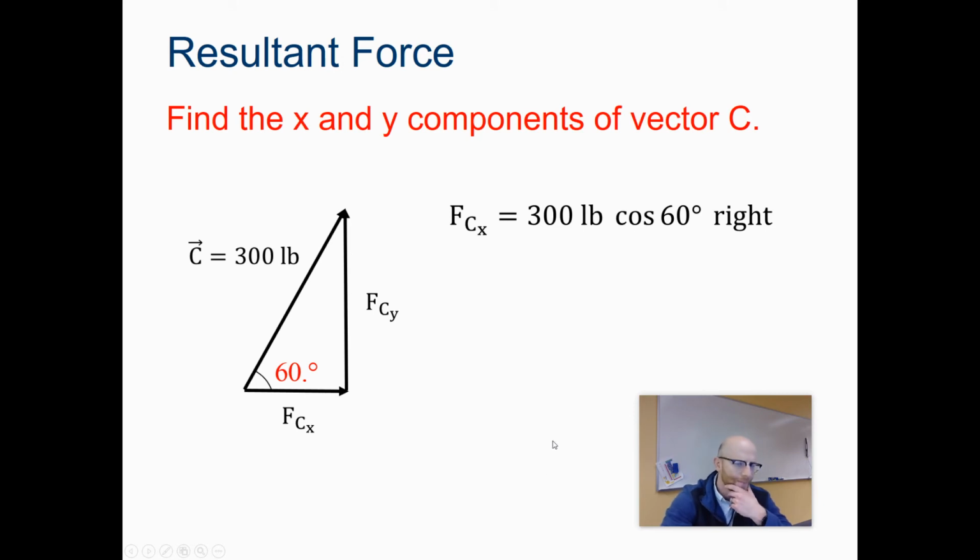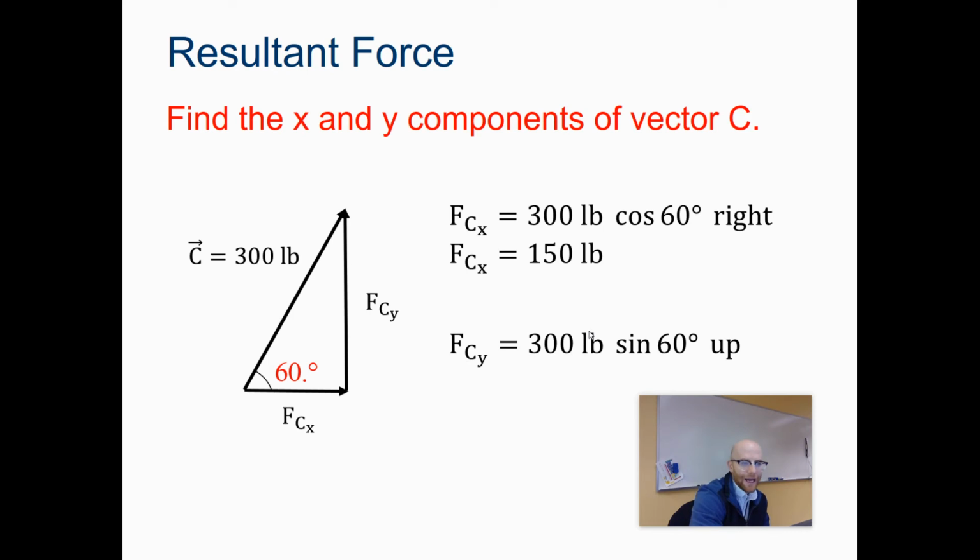Oh, you know what? I messed up along the way. Those are the correct answers. The first one is for x, but for some reason I mixed it up with y along the way. So this one is on the x. The cosine is for the x axis. The sine that I just did was for the y. So on the x, we're going to be pulling 150 pounds. But on the y, we're going to be pulling 300. Well, sorry. We're going to be pulling 259. They rounded it up to 260 pounds.